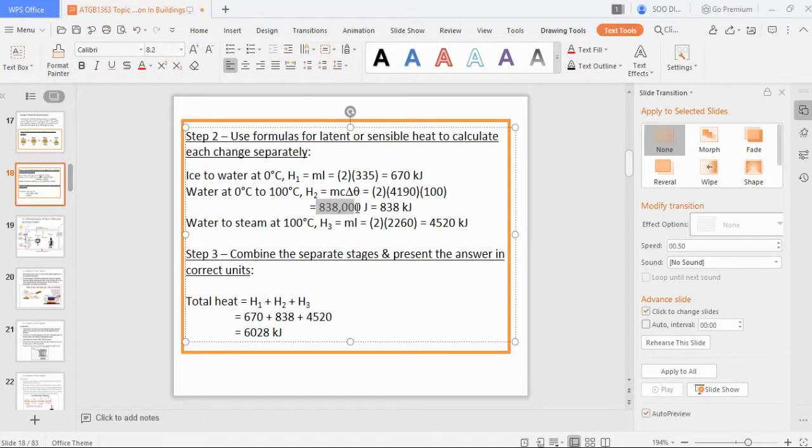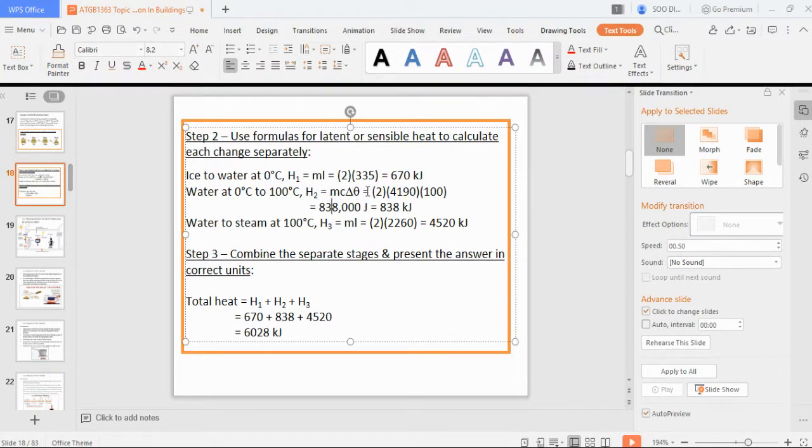Here, if you just multiply them together, you have a value which is quite large, which is 838,000 joules. To simplify this value, to not write so many zeros, you just put a k in it. This k is universally understood as an SI prefix, a scientific prefix. A k represents a multiplication of 1000.